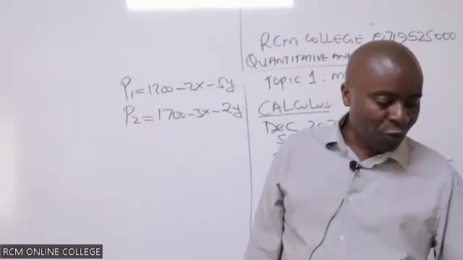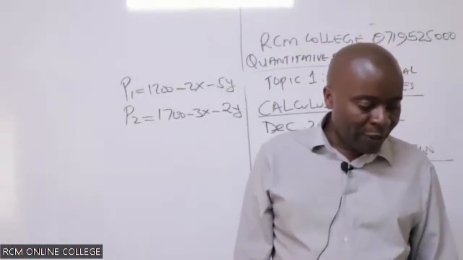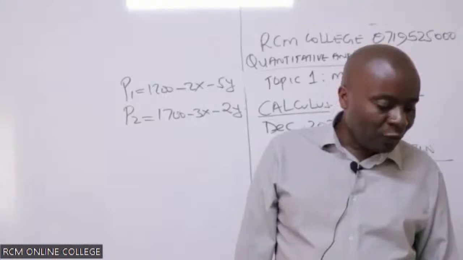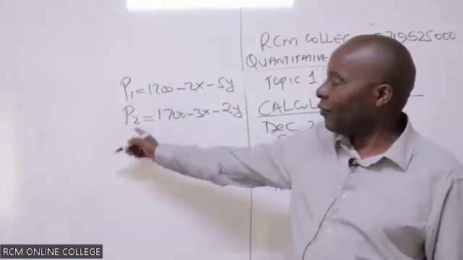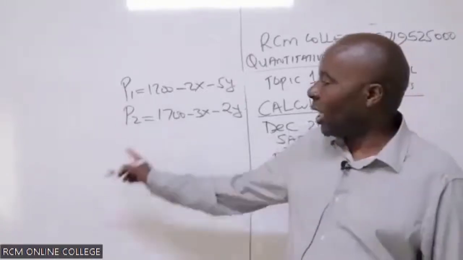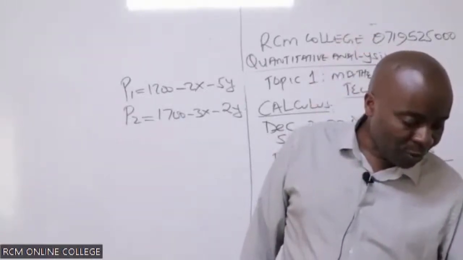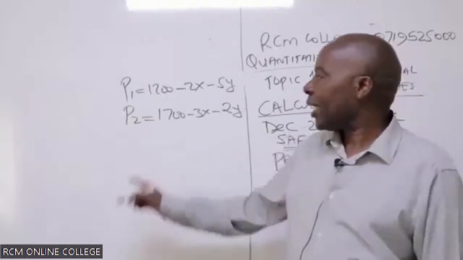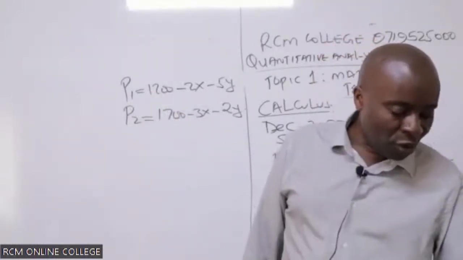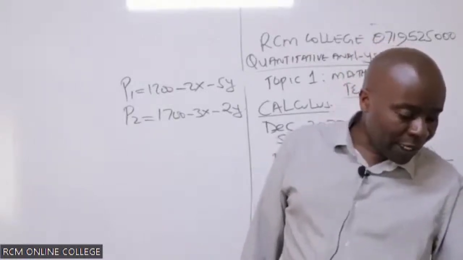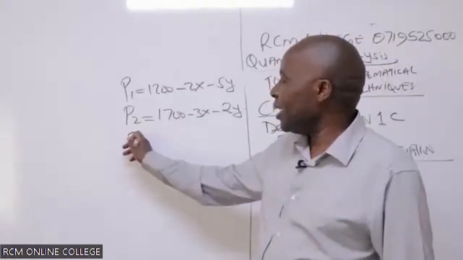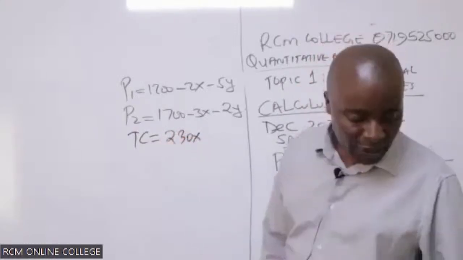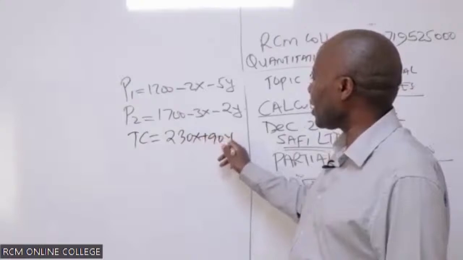That's very important. So they've told us there, Safi Limited manufactures and sells 2 types of cleaning pads, OSHA and Auger. The demand functions for the 2 products are given below, where P1 is the unit price of Auger and P2 is the unit price of OSHA. X is the quantity of OSHA, and Y is the quantity of Auger. The total production cost of the 2 products is given as total cost equals 230x plus 90y.